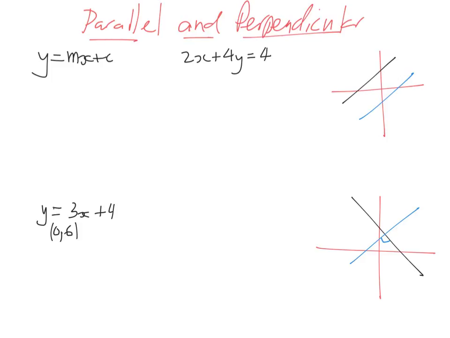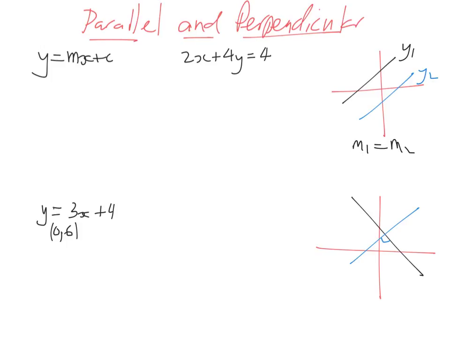Now, if lines are parallel, if they never touch, what do you notice about them? What do they have in common? Well, we've got y1 here, and this one is y2. Hopefully you've seen that both of them have the same gradient. So m1 equals m2 if they're parallel. They'll have different y-intercepts, but they have the same gradient.